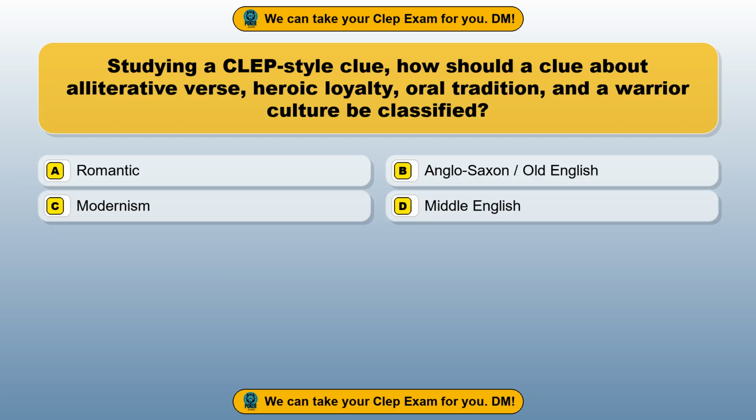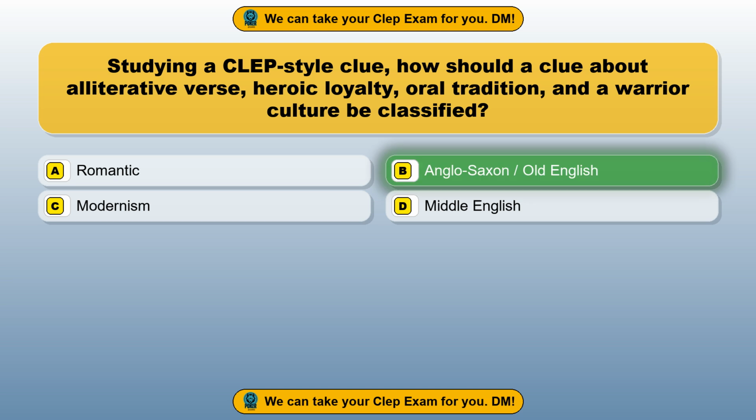Question 29. Studying a CLEP-style clue, how should a clue about alliterative verse, heroic loyalty, oral tradition, and a warrior culture be classified? Option A, Romantic. Option B, Anglo-Saxon/Old English. Option C, Modernism. Option D, Middle English. The correct answer is option B, Anglo-Saxon/Old English.